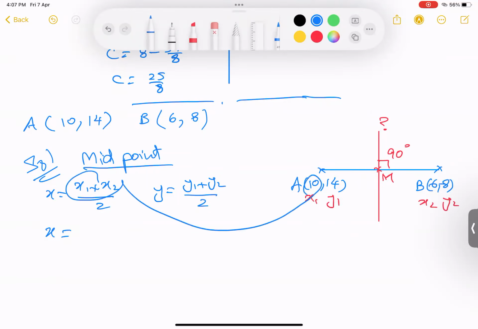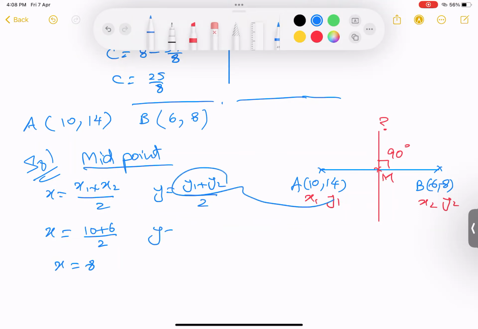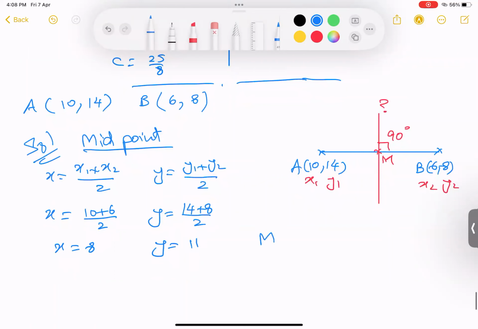X1, X2 is 10 and 6. I got 16, it becomes 8. Now Y: Y1 plus Y2, 14 plus 8, 22, and 22 we got 11. Okay, so the midpoint is very clear, that is (8, 11).